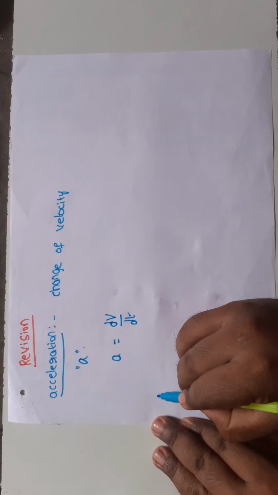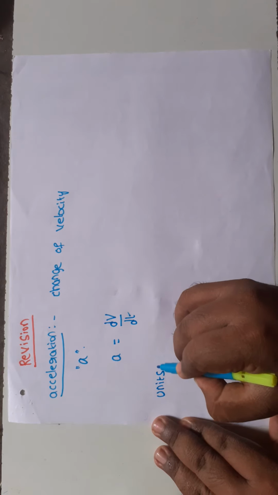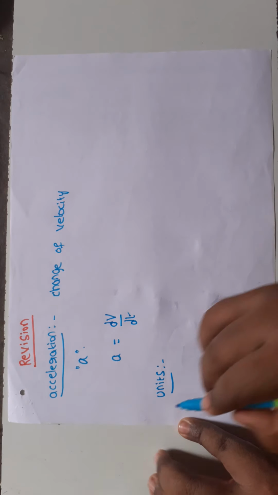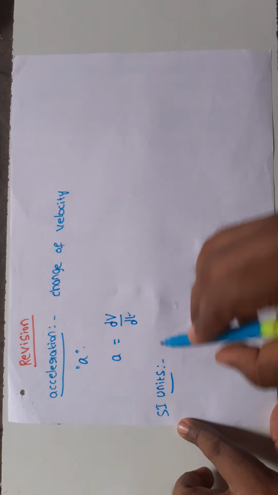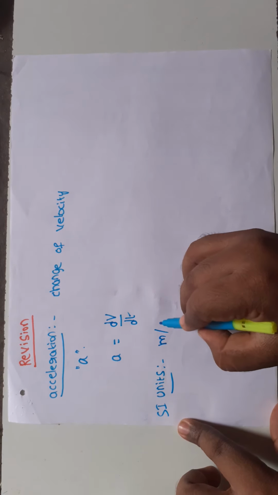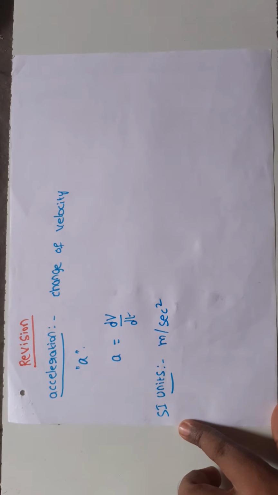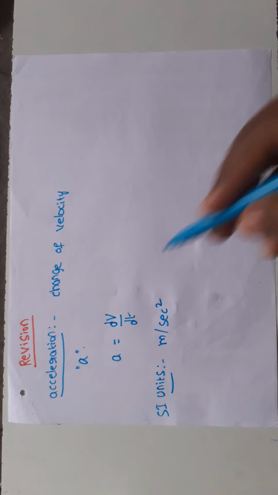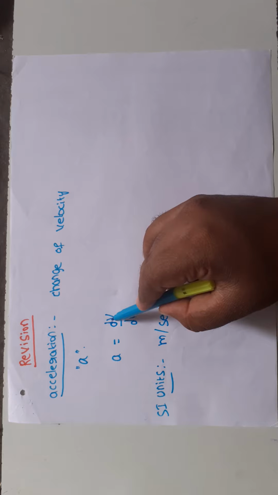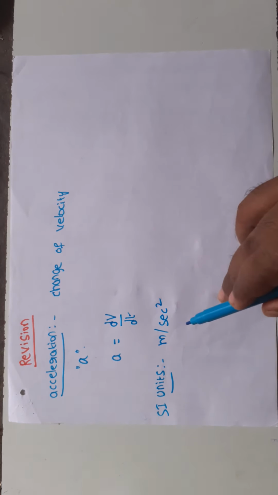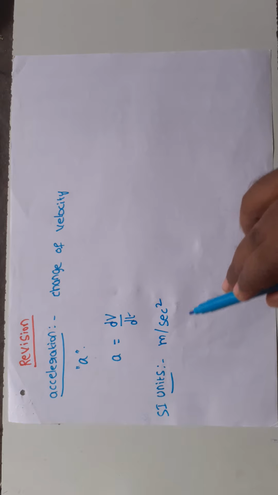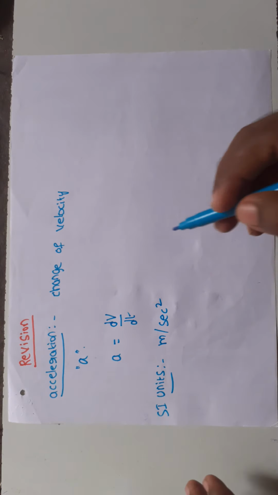Next, units. SI unit. What is the SI unit of the acceleration? Meter per second square. Okay. On the numerator, the SI unit of the velocity, meter per second. On the denominator, time, so meter per second square. Okay. That is the SI unit.